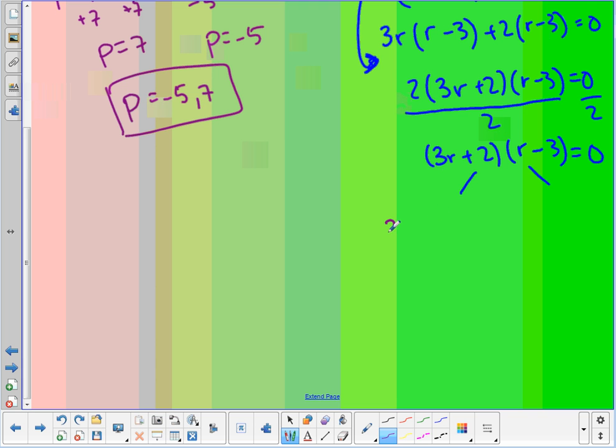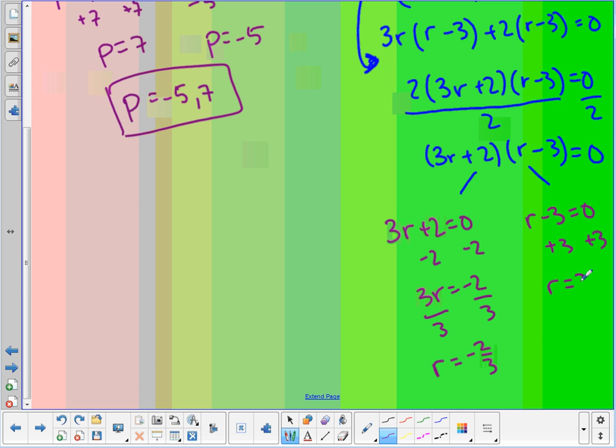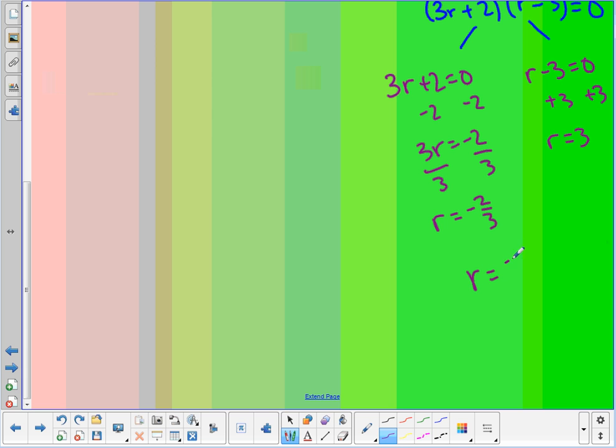Okay, so I have 3r plus 2 equaling 0, subtract the 2, and I have 3r equals negative 2, divide by 3, and r is equal to negative 2/3. Over here, r minus 3 is equal to 0, add the 3, and I get r is equal to 3. So my two solutions are r equals negative 2/3 and 3.